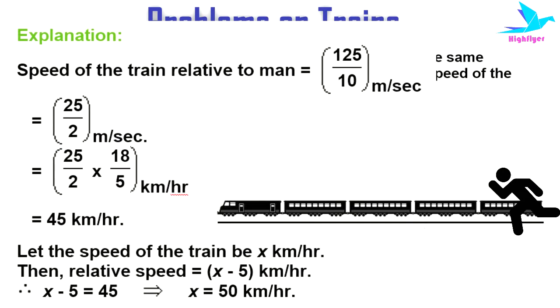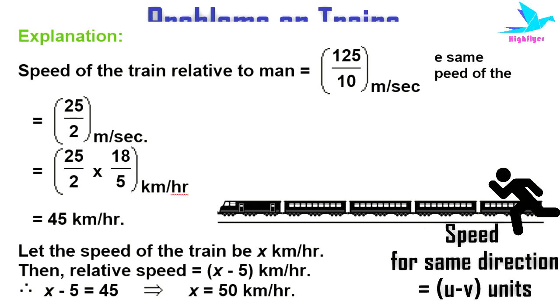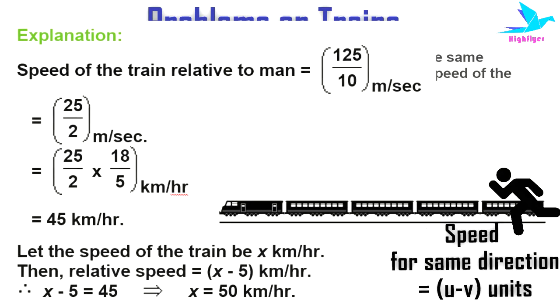Now let the speed of the train be x kilometers per hour. It's given that the man's speed is 5 kilometers per hour. As we know, the relative speed of two objects moving in the same direction at U and V is U minus V, so the relative speed will be x minus 5 km per hour, which is equal to 45. That gives x equals 50 km per hour. So the train speed is 50 km per hour.